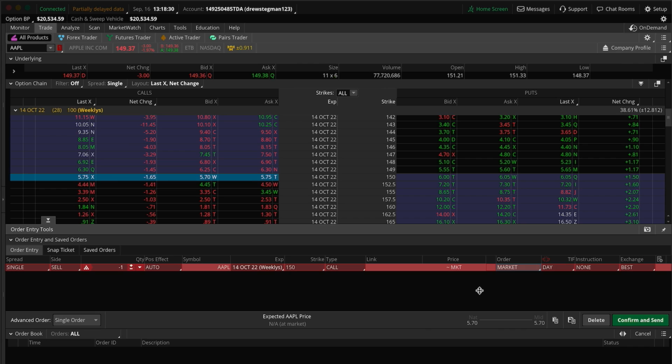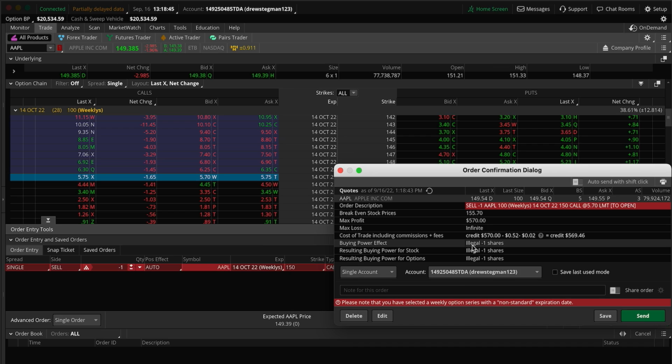So what we're looking at here is, we're going to do a market order, just as an example. Or if you want to do the limit, you'll see the price, 570. And you want to go ahead and put in 570 for the limit. So we want to get $570 for this option. And so we're going to go ahead and sell 1 Apple 14th of October, 2022. So this is about a month out to expiration. So for being willing to sell Apple at 150, we're going to receive that $570 in premium. That's our max profit. Now, it says infinite on here as our max loss, but that's because we don't actually own the shares in the portfolio.